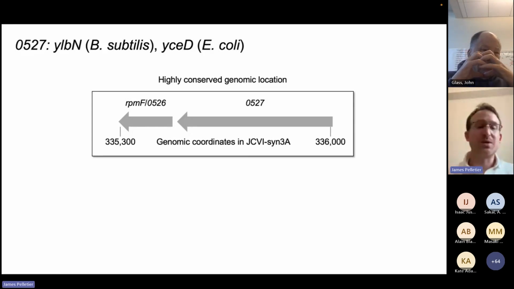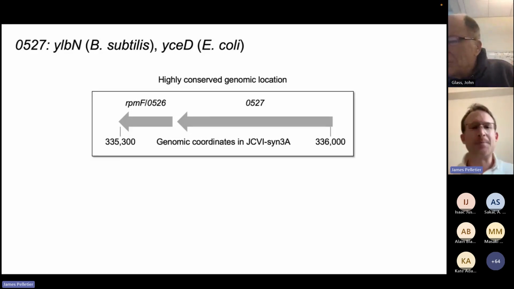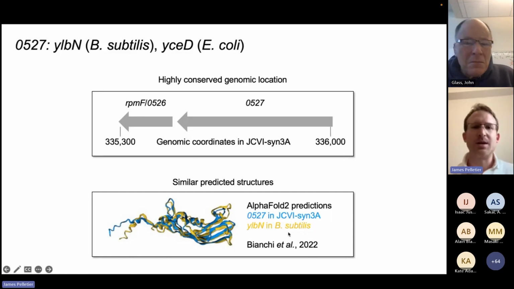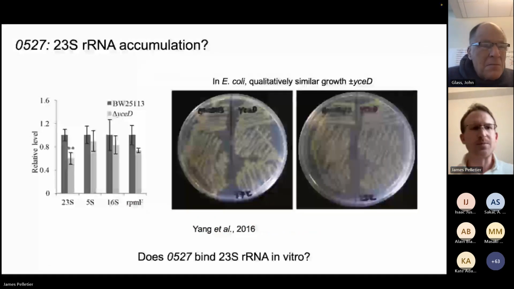Furthermore, this gene is also conserved in plastids in plants. And because it's so highly conserved, but has very little known about it, is one reason why we're interested in studying this gene, which has a phenotype in the minimal cell. Furthermore, in David Bianchi's work, the predicted structure for 527 is very similar to the predicted structure of wild BN and Bacillus subtilis. So that's why it's been annotated as this gene.